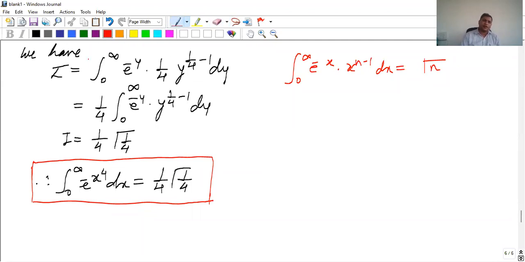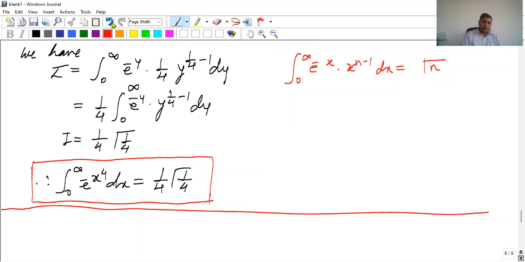So, is there any doubt in this example? No, sir. So we go for the next.